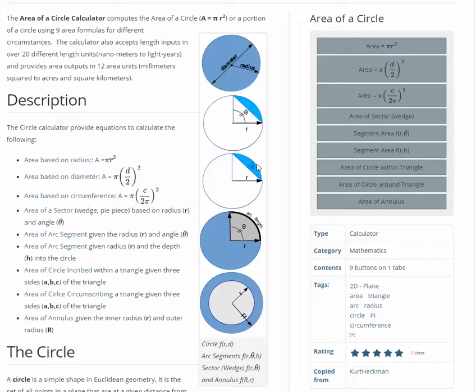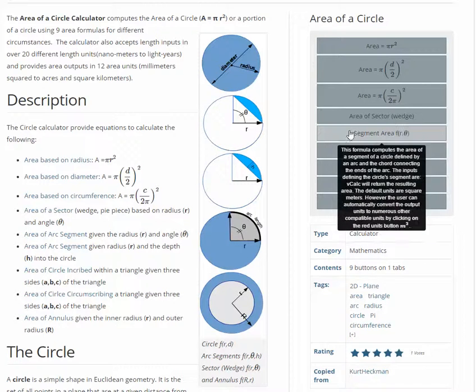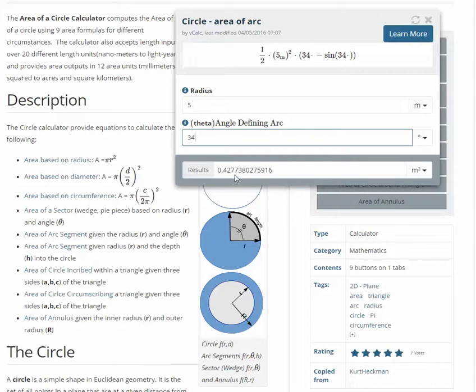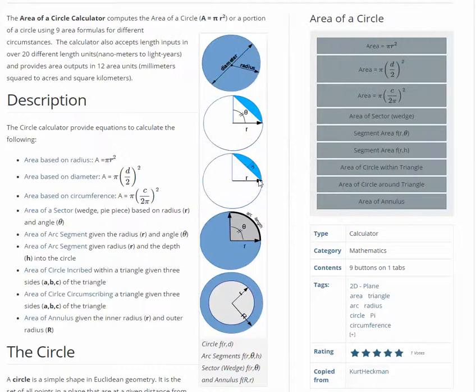Maybe a little hard to see, but it's basically the measure from the edge of the circle down to this chord going across from the 2 points in the radius. It's the same circle, you'll notice, but 2 different ways of measuring it. And there are 2 different formulas. So the segment area, which is a function of radius and theta, if you click on here, that's the formula, where again you put in the radius and then the angle. Put 34 degrees in this case, and again it'll tell you the area in this case of the blue area.